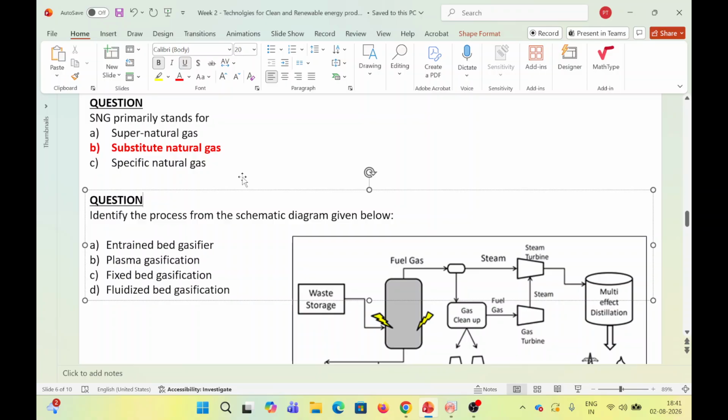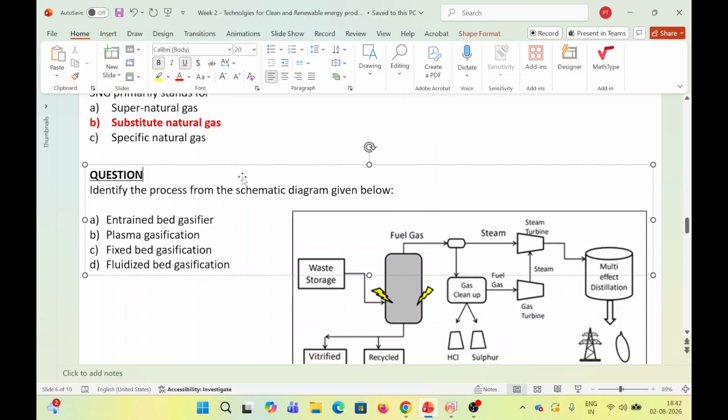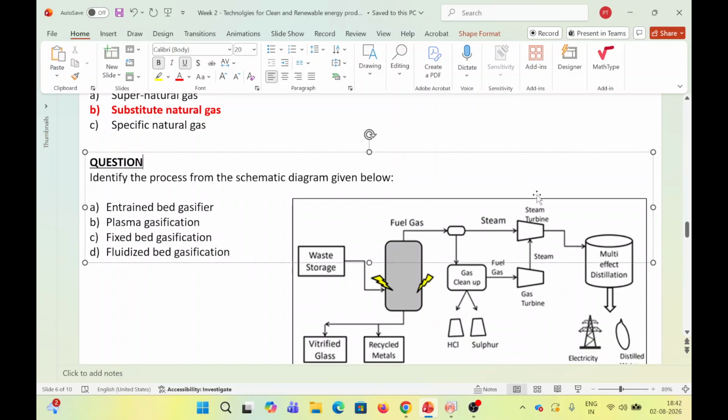Next question. Identify the process from the schematic diagram given here. What kind of gasification process is it? Is it an entrained bed gasifier, a plasma gasification process, a fixed bed gasification, or a fluidized bed gasification?